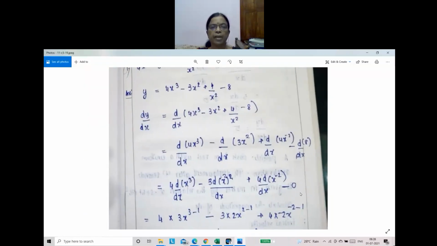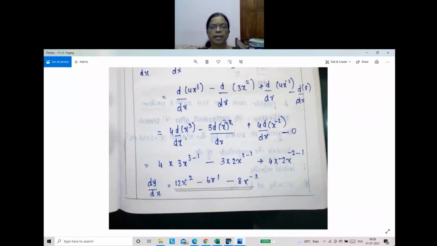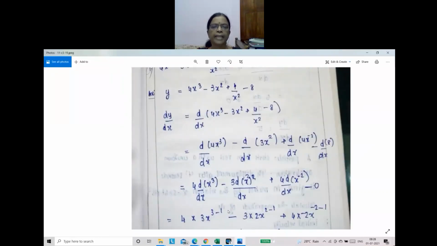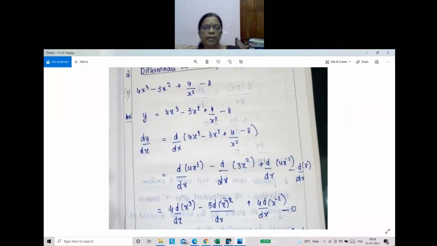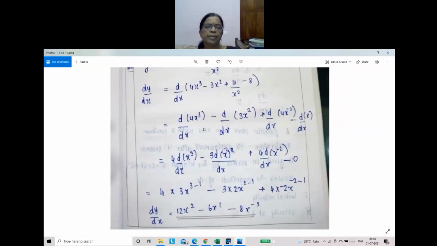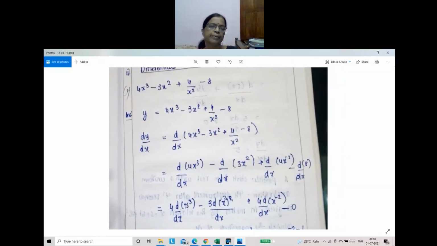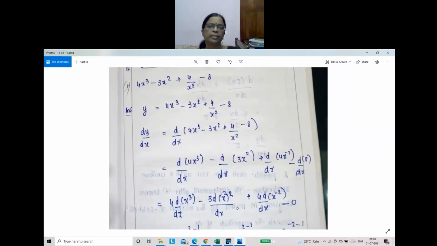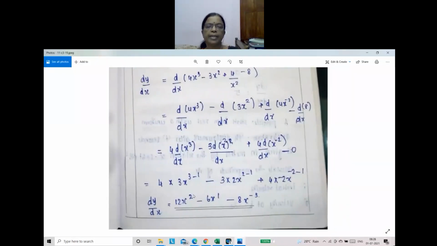Next step, we are applying the formula d by dx of x raised to n equal to n x raised to n minus 1. That formula we are applying, children. 4 into x cube, when you apply the formula, what does it become? 3x square, very good. Then 4 into 3x square, that is 12x square.